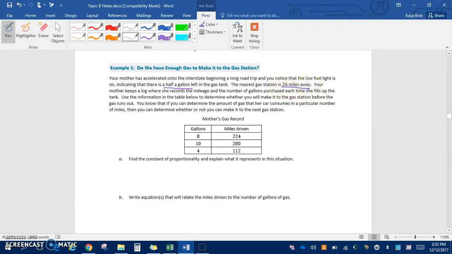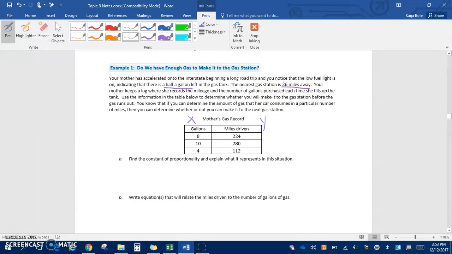Your mother keeps a log where she records the mileage and the number of gallons purchased each time she fills up the tank. Use the information in the table to determine whether you will make it to the gas station before the gas runs out. You know that if you can determine the amount of gas her car consumes in a particular number of miles, then you can determine whether you can make it. So we're going to look at the table. Gallons is going to be X, and miles is going to be our Y.